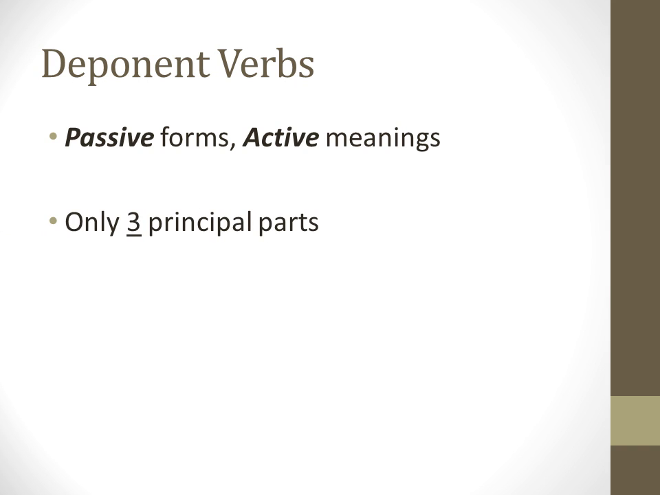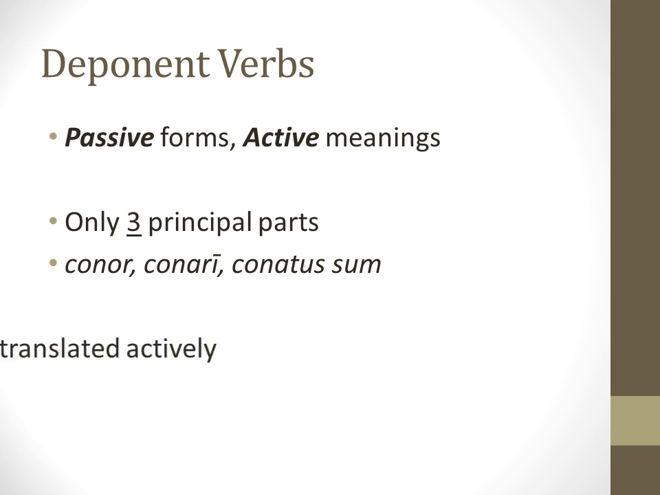Deponent verbs only have three principal parts. Normal, regular verbs in Latin, as we know, have four. Here's an example of a deponent verb: conor, conari, conatus sum. Obviously, only three principal parts, which we'll take a look at again in more detail in just a second.